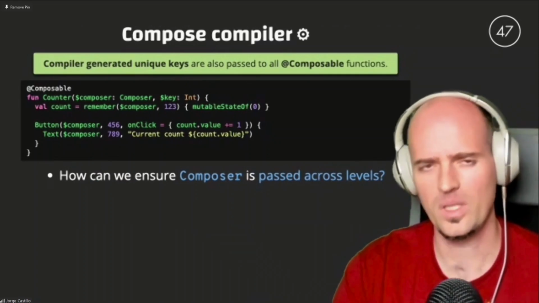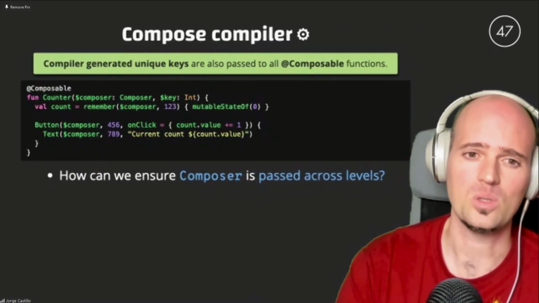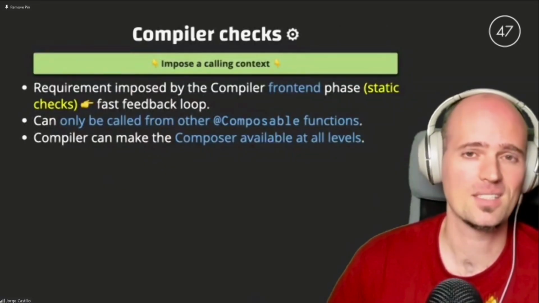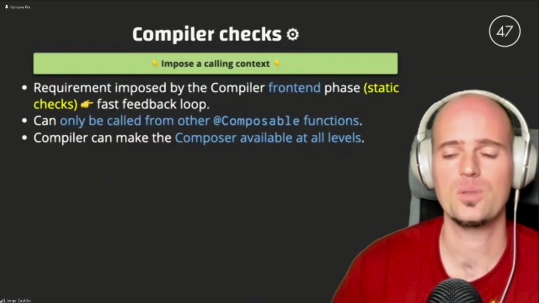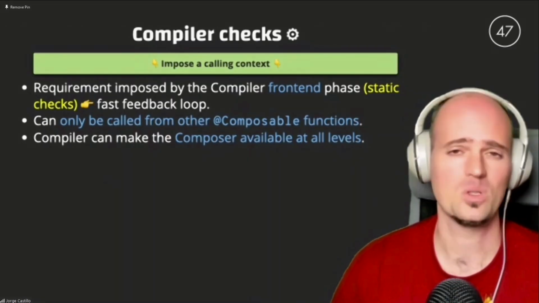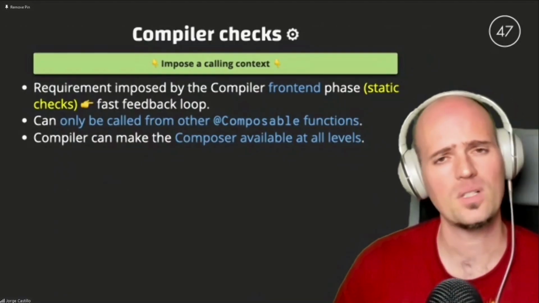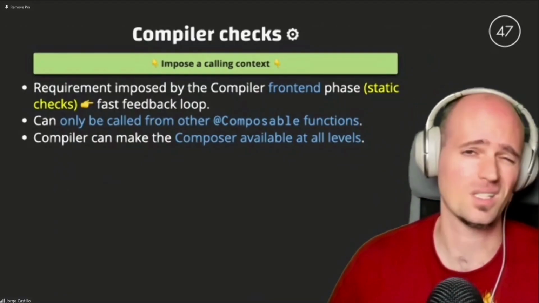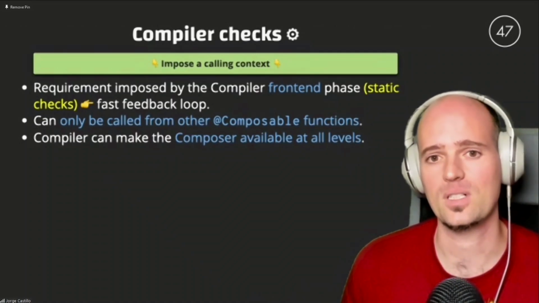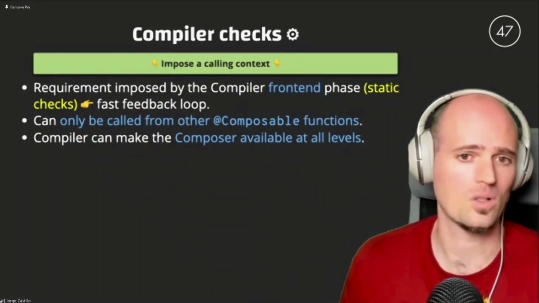But how does Jetpack Compose ensure that the composer is available across all the composable levels? Well, it uses compile-time checks in the front-end phase of the compiler. If you're aware of how compilers and compiler plugins are usually written, you usually have two phases, the front end and the back end. The front end is meant for different things, among them performing a lot of very fast checks, like making sure you are calling your composable functions from the correct places.